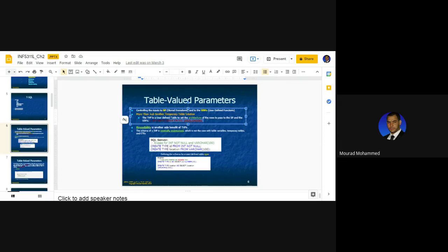Benefits or advantages of this TVP is that it can be utilized again and again during the life cycle of the project or whatever.